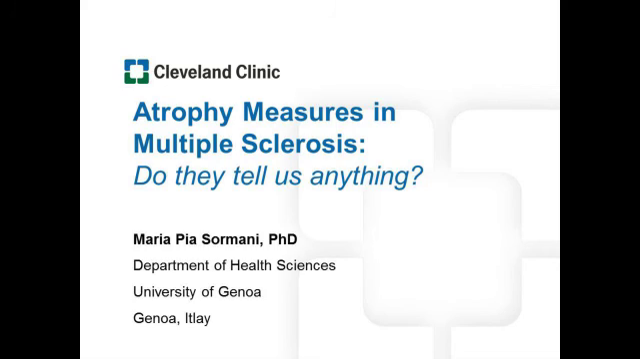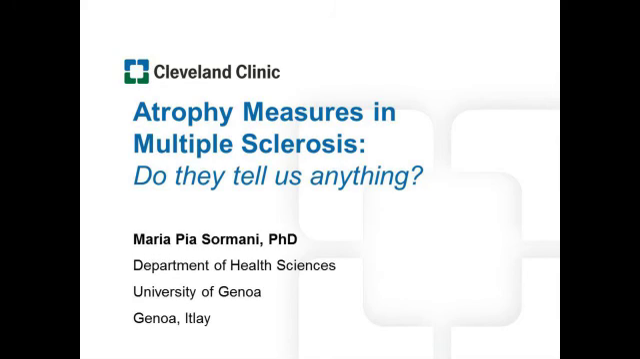Pleased to introduce our speaker for this program, Dr. Pia Sormani, Professor of Biostatistics at the University of Genoa in Italy. Dr. Sormani has collaborated for many years with the Neuroimaging Research Unit at the San Raffaele Hospital in Milan, studying methodological issues related to the use of MRI in multiple sclerosis. She serves on multiple committees and editorial boards internationally, primarily in the MS field, and has been a key contributor to the study of MRI surrogate markers in MS clinical trials. Today she will tackle the topic, atrophy measures in multiple sclerosis. Do they tell us anything?